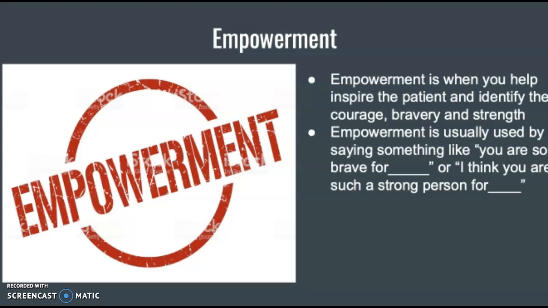Empowerment is when you help inspire the patient and identify their courage, bravery, and strength. Empowerment is usually used by saying something like, "You are so brave for," and then you fill in the blank. Or, "I think you are such a strong person for," and then you mention the specific situation that the patient is talking about in the conversation. Empowerment should be used when needed, and you should avoid simple empowerment such as "thank you for sharing," as it can come off as if you're trying to end a conversation. But we'll go into more details about empowerment in the later modules.